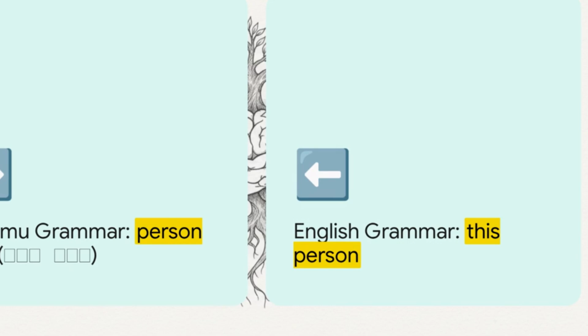Okay, check this out. In English, we say this person. The adjective this comes before the noun person, right? But in Kmhmu, it's flipped. You say the noun first, then the adjective. So it becomes khon khoni, which is pronounced gon ni, literally person this. It's such a simple flip, but it reveals a whole different way of structuring a thought.